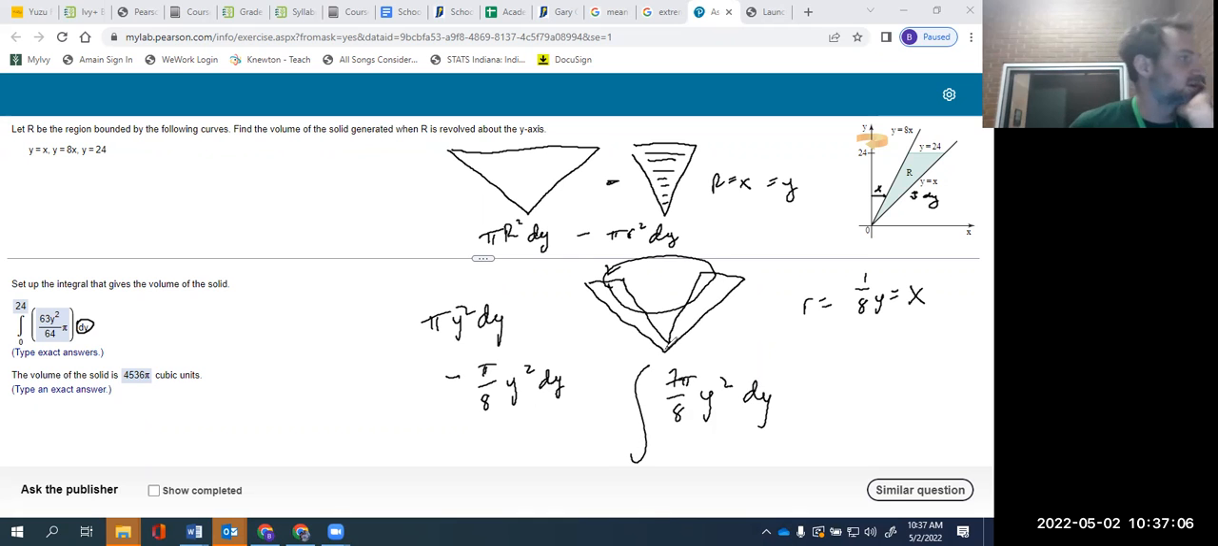So this is the integral that I need to do, and I need to go from 0 to 24. So that should be my integral. And wait, is this the right answer or the wrong answer? So I got 63/64. Oh, yep. All right, made a little boo-boo there, because if r is 1/8 y, right, then this is where I made the mistake.